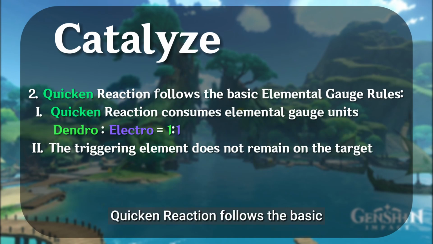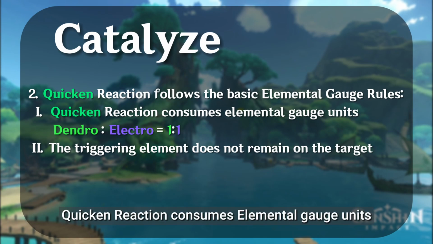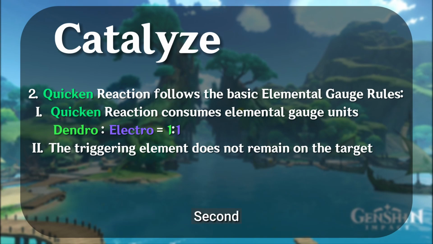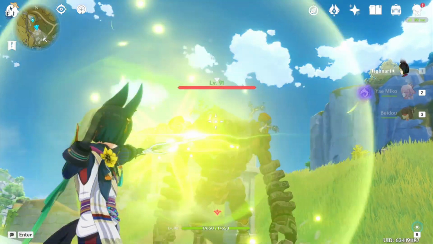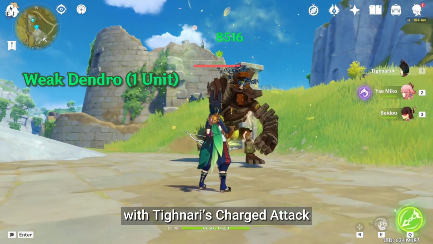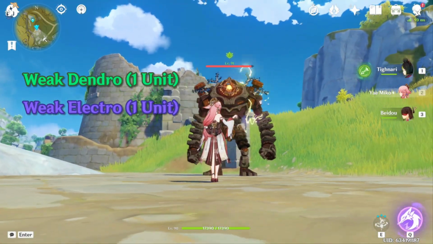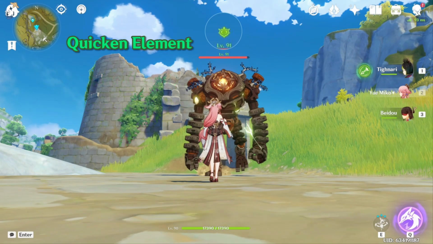Next, Quicken reaction follows the basic elemental gauge rules. First, Quicken reaction consumes elemental gauge units. The ratio between Dendro and Electro is 1:1. Second, the triggering element does not remain on the target. Here, we first apply weak Dendro with Tinali's charge attack, and then apply weak Electro with Yai's normal attack. And you can see the two elements fully react and turn into a Quicken element.